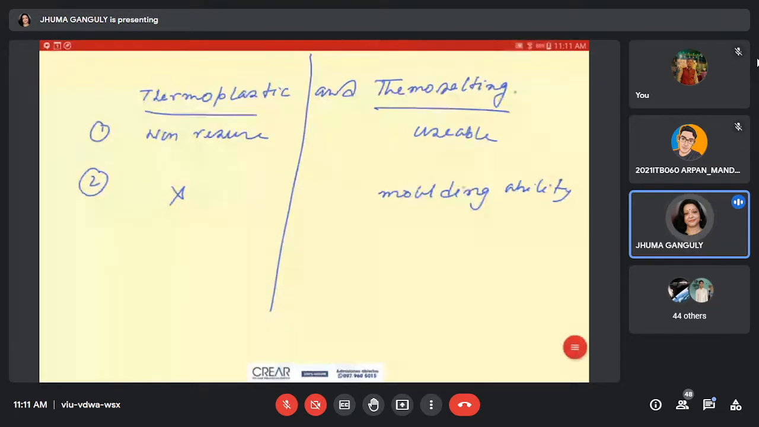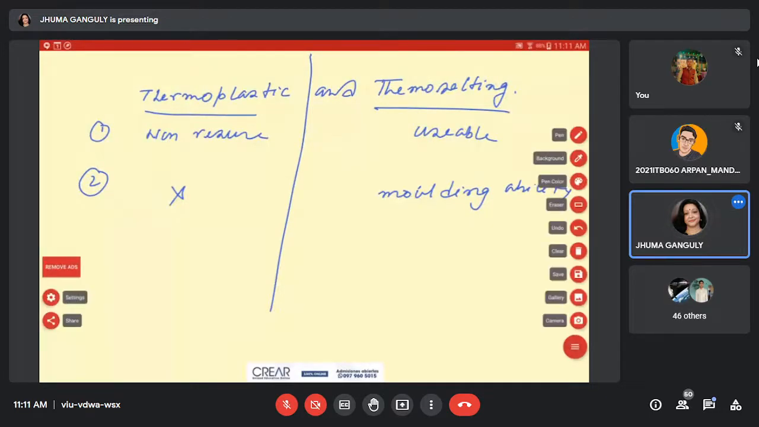Maybe you will not be able to give the proper explanation for the FTIR or NMR. That's why I ask the question: what is the polymer? So you prepare this thing.